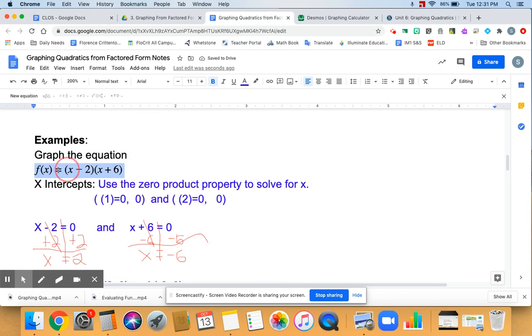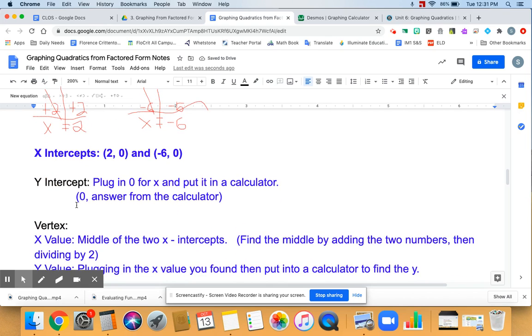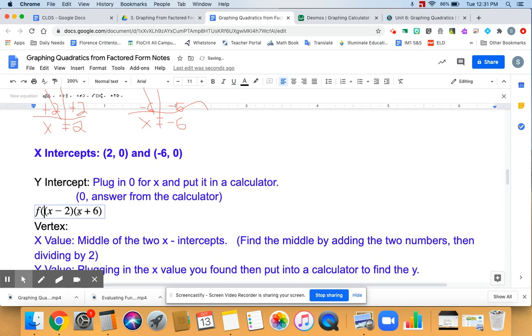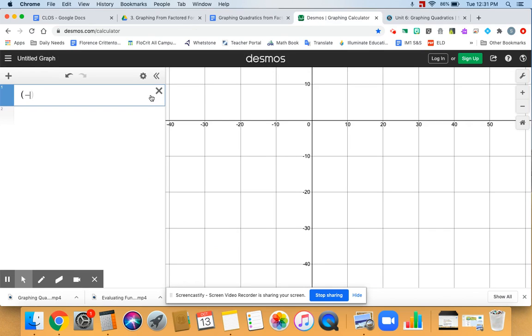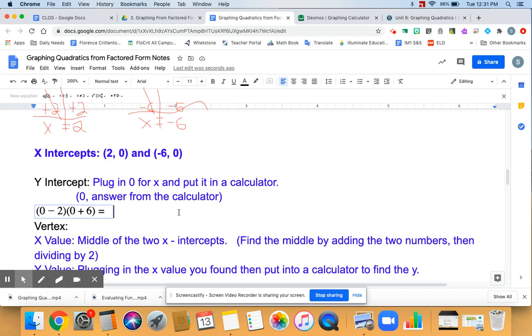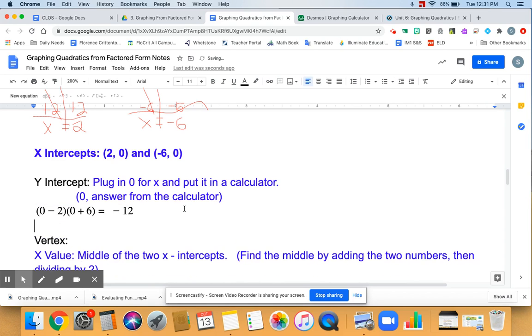For my y-intercept, I take the equation, and I plug in 0 for both of those x's. And I can put that straight into a calculator if I want. 0 minus 2 times 0 plus 6 is going to be negative 12. So my y-intercept, so when I plug in 0 to the x's, I get out negative 12.